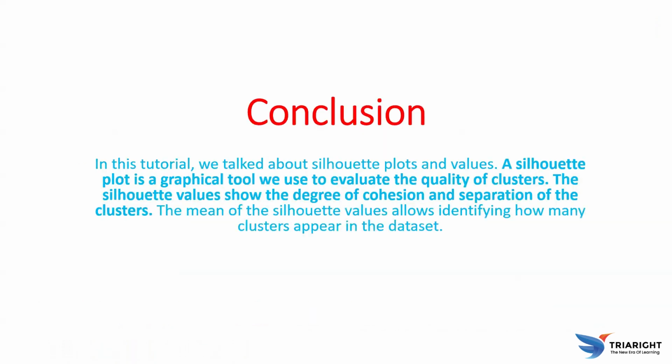As a conclusion of this tutorial, we learned about silhouette plots and values. A silhouette plot is a graphical tool we use to evaluate the quality of the clusters. The silhouette value shows the degree of cohesion and separation of the clusters. The mean of the silhouette values allows us to identify how many clusters appear in the dataset, which is the best cluster and which is the least silhouette cluster.